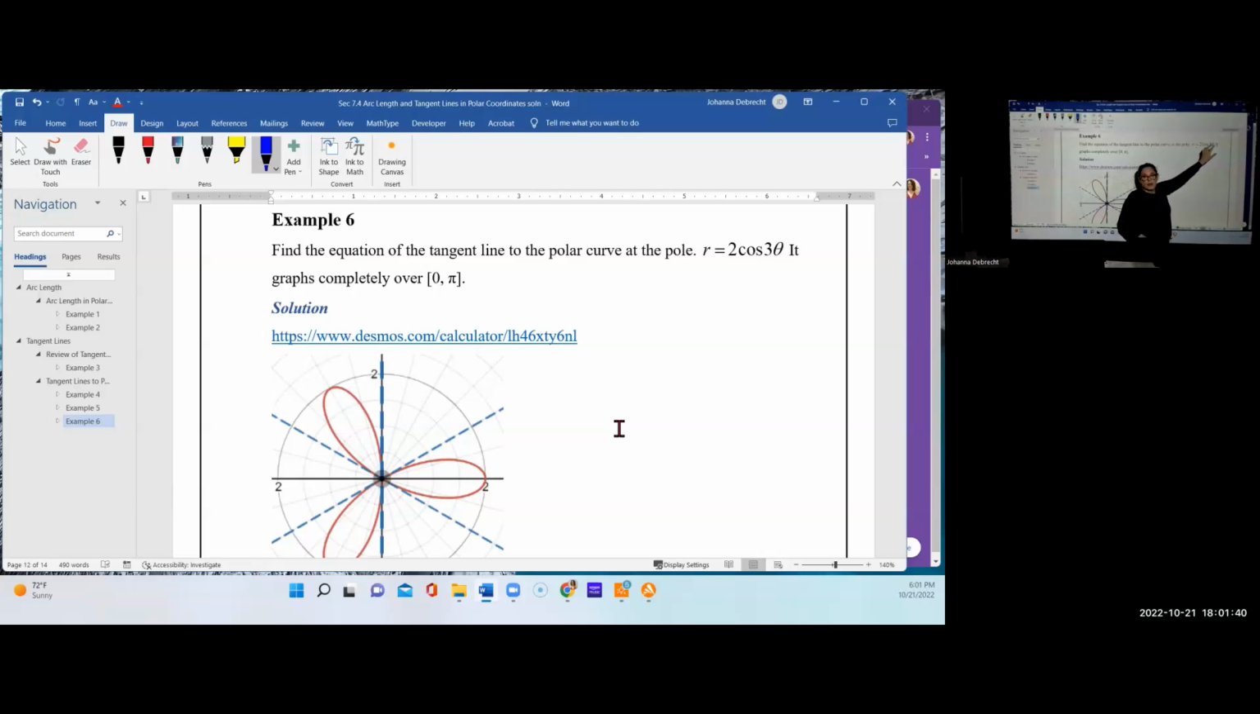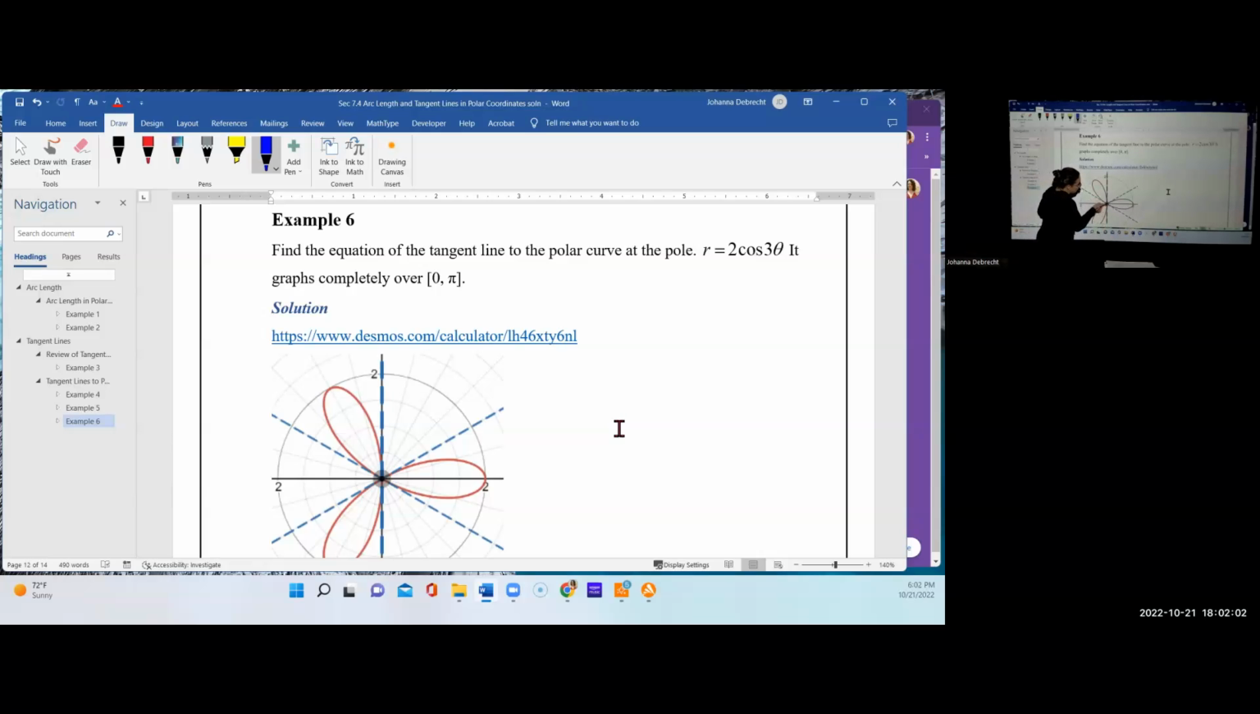And the radius magnitude goes between -2 and 2. So the longest petal is 2 long. And you'll see that this is what it looks like. And the problem is the tangent line to the polar curve at the pole, well, it hits the pole numerous times. So let's start tracing.